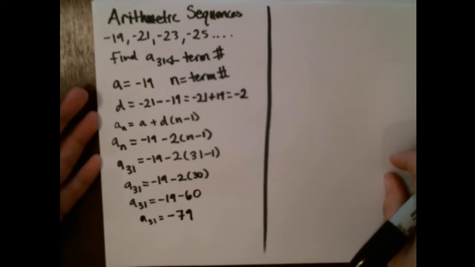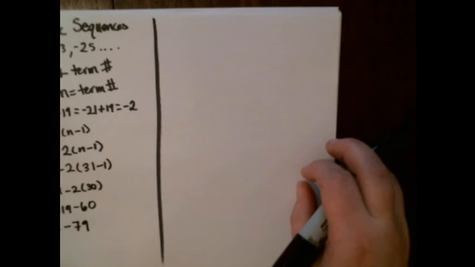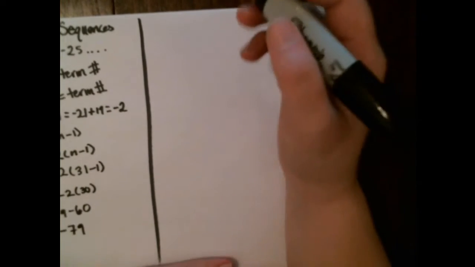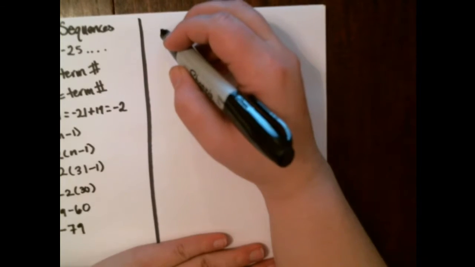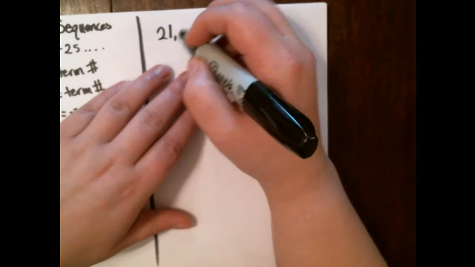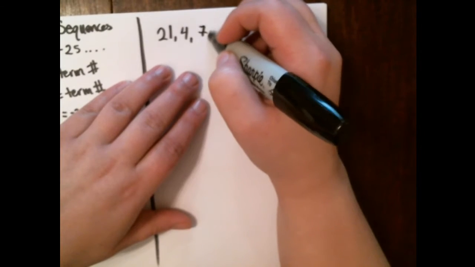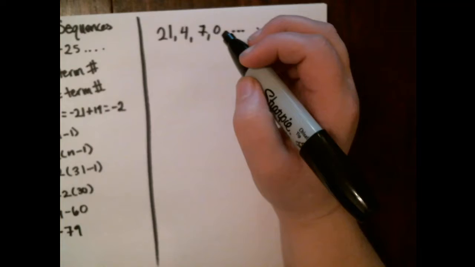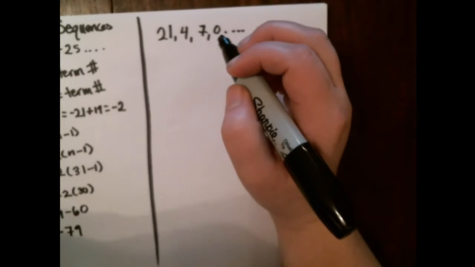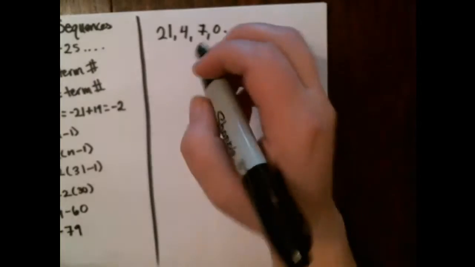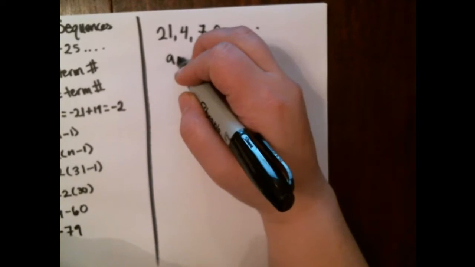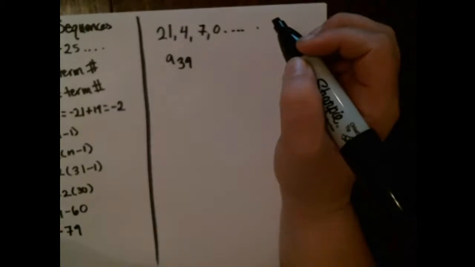Let's try another one. Let's try one without negatives. Let's say that I had 21, 14, 7, and 0. And I want to find, I'm trying to pick a number. Let's say the 39th term. It's probably going to be ugly, but I'm going with it.